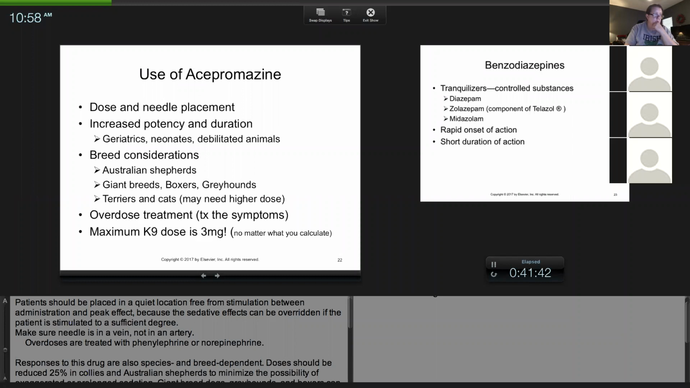Australian Shepherds, now boxers definitely have a sensitivity. I usually don't use ACE in boxers. Giant breeds, remember, you use the low end of the dose. They have a more profound effect.